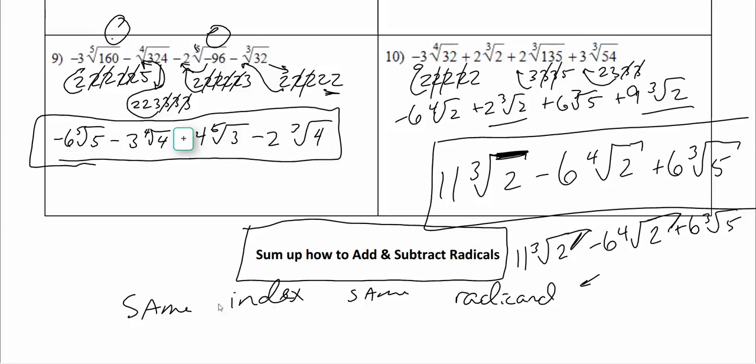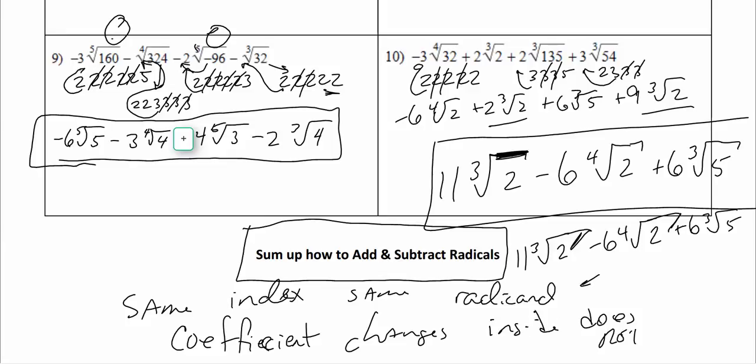The coefficient changes when I do these. Coefficient, I spelled it wrong again, like I did up top. The coefficient changes, but the number inside does not, just like a variable. I can even say 2x plus 6x is 8x.